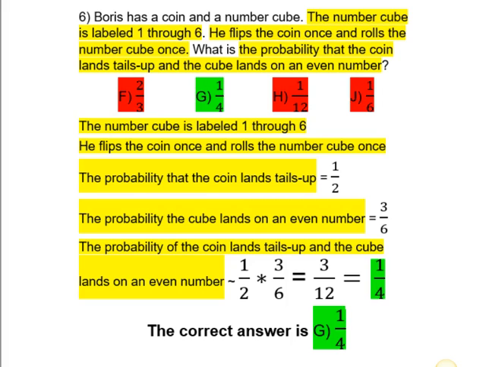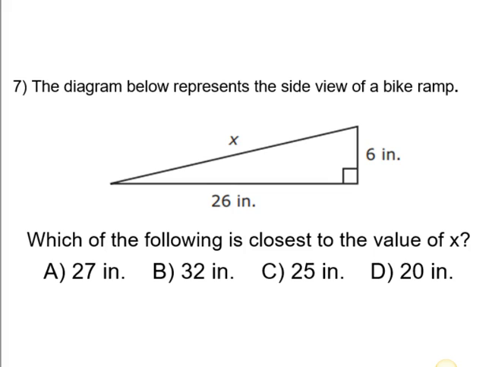Let's move to question number 7. The diagram below represents the side view of a bike ramp. One side of the ramp is 6 inches, the other side or leg is 26 inches, and the hypotenuse is X. Which of the following is closest to the value of X? A, 27 inches, B, 32 inches, C, 25 inches, D, 20 inches.